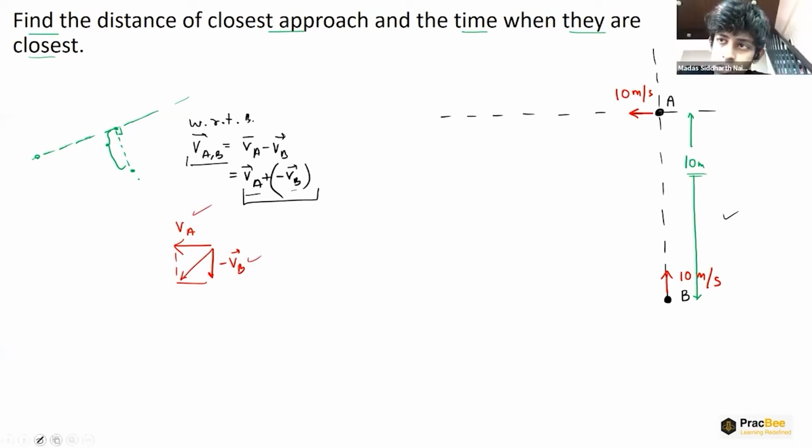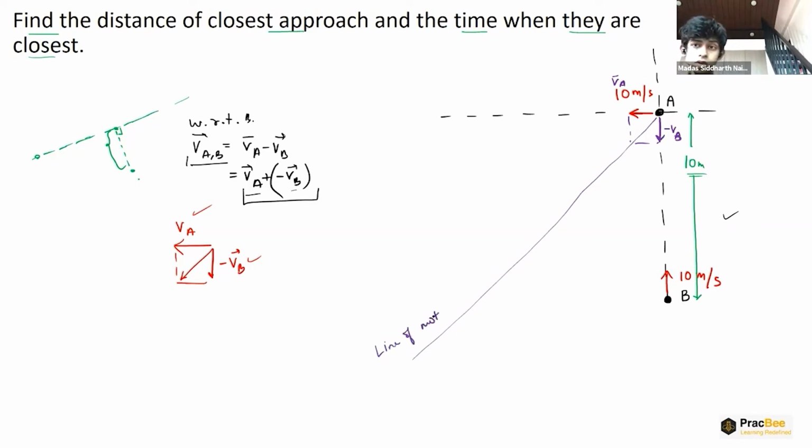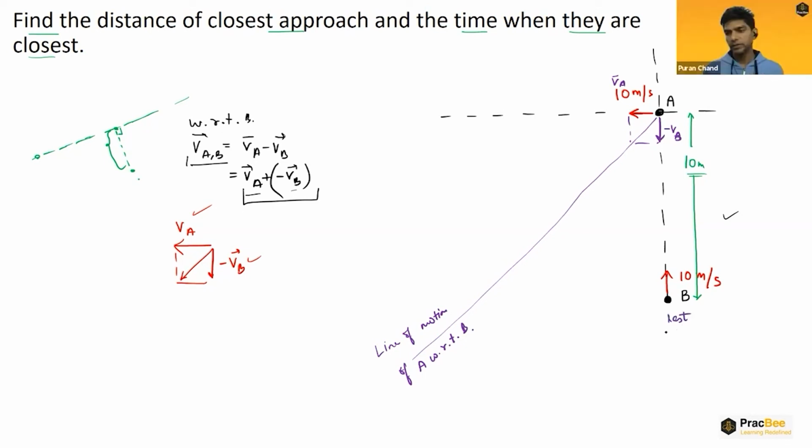So let me draw this. This is your minus VB, and this is your VA. So the resultant will go in this direction. That is the line of motion of A with respect to B. Is it clear? And it has a constant magnitude, so the velocity is constant, and it is moving uniformly. And this is a point which is at rest.